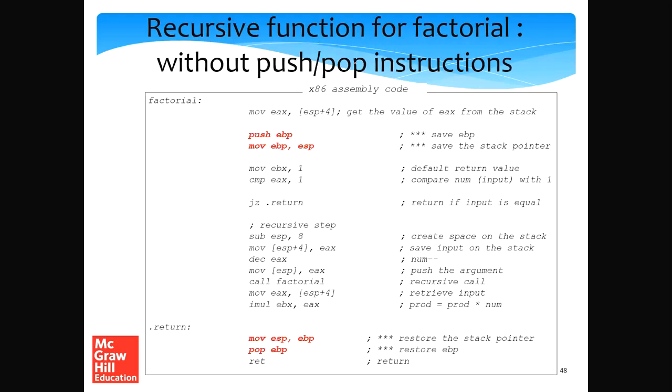Alright, so let's write a recursive function for factorial without push and pop instructions. Let's not use any push and pop instructions. Let's assume that whoever calls the factorial function puts the value of EAX, which contains the number whose factorial needs to be computed, on the stack. So whatever is the stack pointer, on the stack pointer we do that.